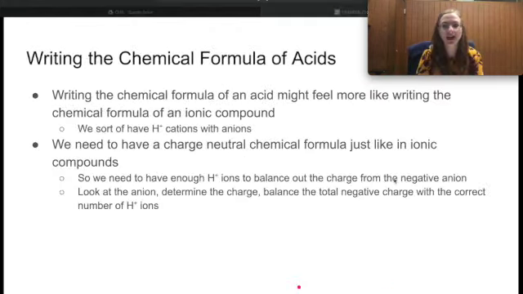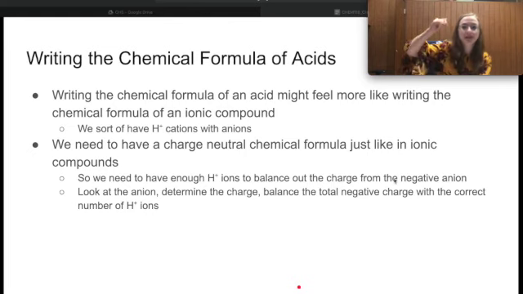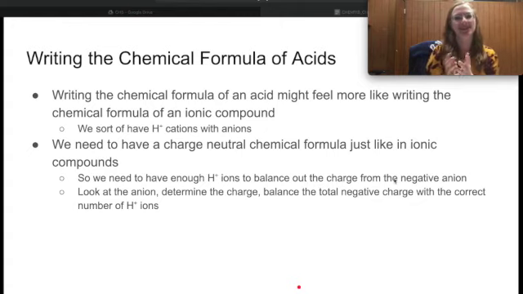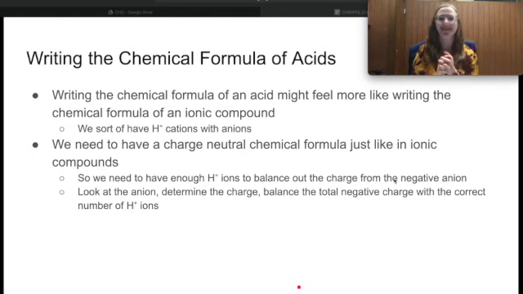All right, so last thing here, we have to write our chemical formulas of our acids. So the idea is, remember, we're going to take the name and we're going to be able to write the chemical formula from the name. So writing the chemical formula of an acid might actually feel more like writing the chemical formula of an ionic compound, unfortunately. So we sort of have these H plus cations. We can kind of consider them like cations with these anions. So we want a charge neutral formula just like an ionic compound.